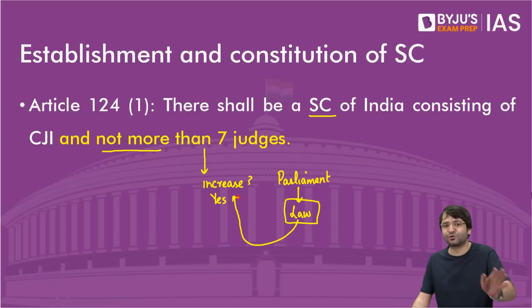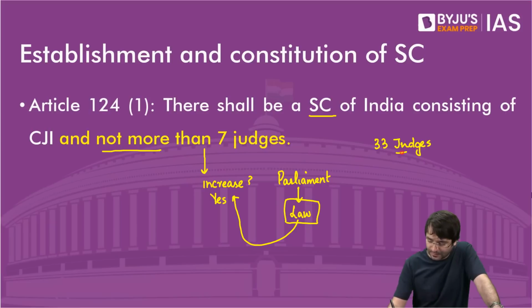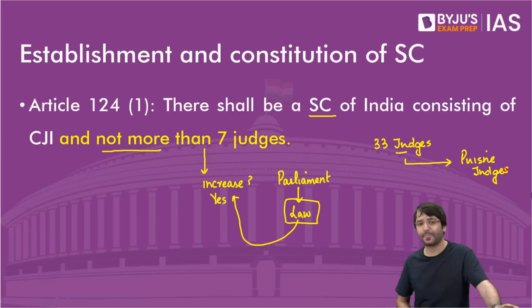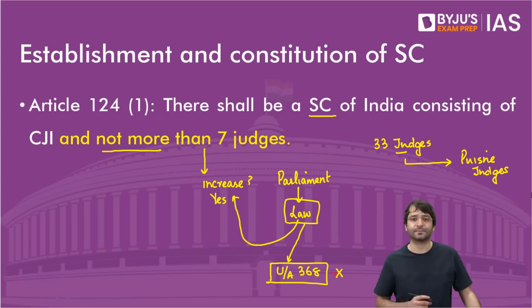Today, how many judges do we have? We have a Chief Justice of India and not more than 33 judges. These 33 judges are also known as brother judges or puisne judges. But this parliamentary law does not come under the amendment to the Constitution under Article 368.